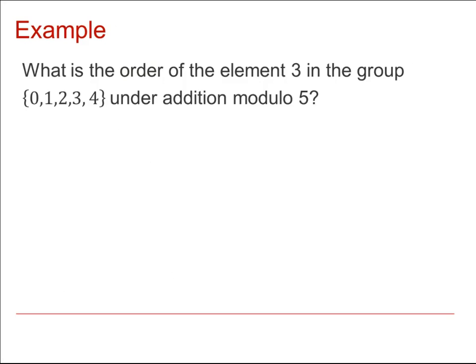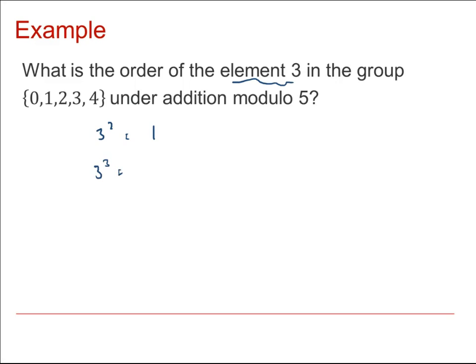So let's look at modular arithmetic now. Remember that with modular arithmetic, it's the same. We're looking at doing the arithmetic and then dividing through by 5 to get the remainder. So we're asked what is the order of the element 3. Well, 3 squared is 3 plus 3, so that's 6, which is remainder 1 when we divide by 5. So 3 squared is equal to 1.